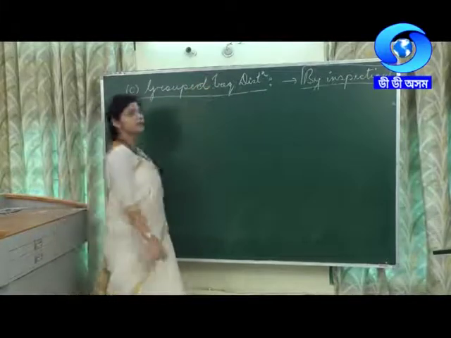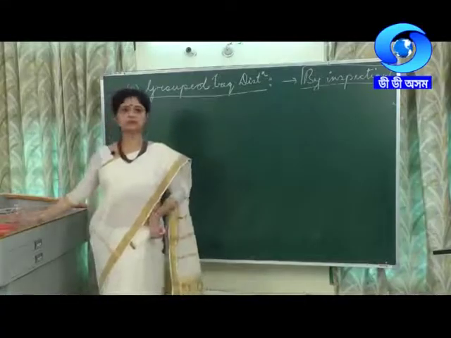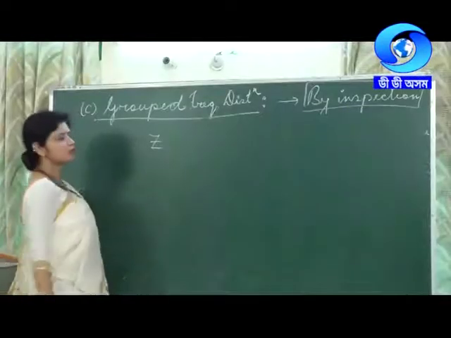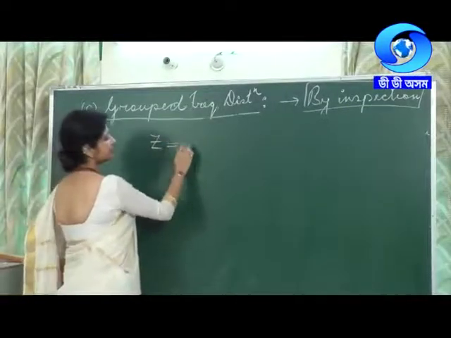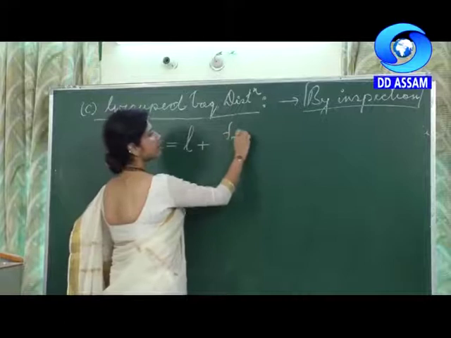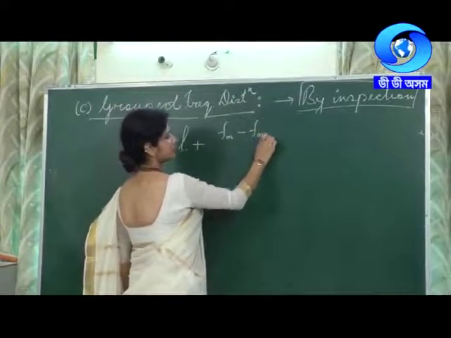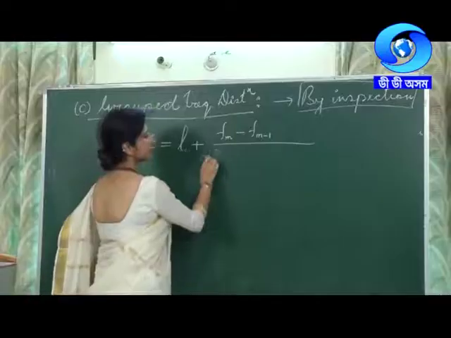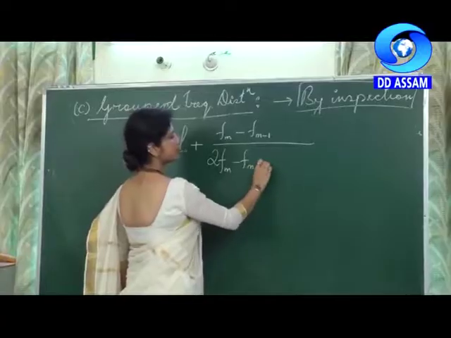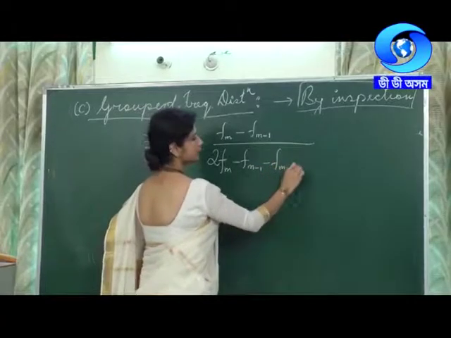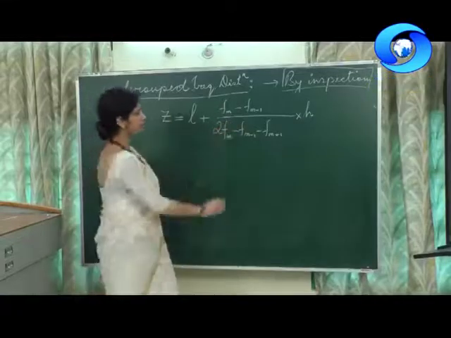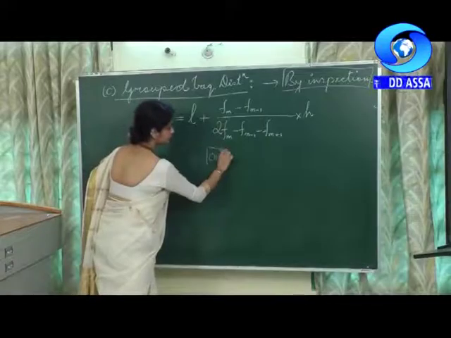In case of grouped frequency distribution, we shall make use of the following formula for calculation of mode, we denote it by Z. This is equal to L plus (Fm minus Fm minus 1) by (twice Fm minus Fm minus 1 minus Fm plus 1) into H. These denotations may be found differently in different books.